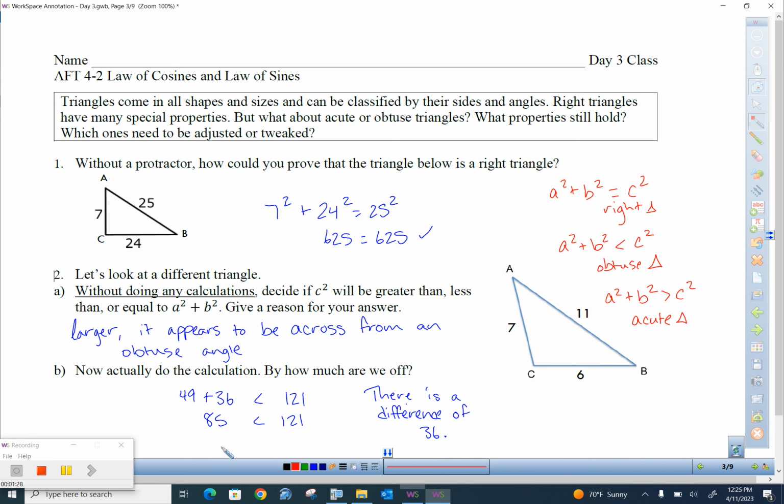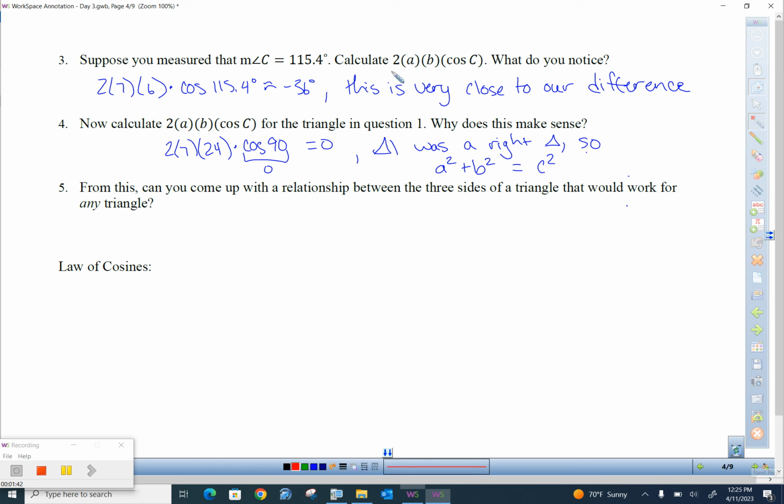Numbers itself came into play on part B, and there was a difference of 36. Then I gave you this little expression here, which happened to be very, very close to 36. Okay, it's very close to our difference. And when we talk about sine, we'll build into how that comes up with the law of cosines. So here, it says calculate that with our original, and it ended up being 0. And that's because triangle 1 was a right triangle. So we shouldn't have a difference between the a squared plus b squared and the c squared because we're supposed to be equal. Okay, and that 0 came out because we know cosine of 90 from the unit circle, that x value is 0 there.